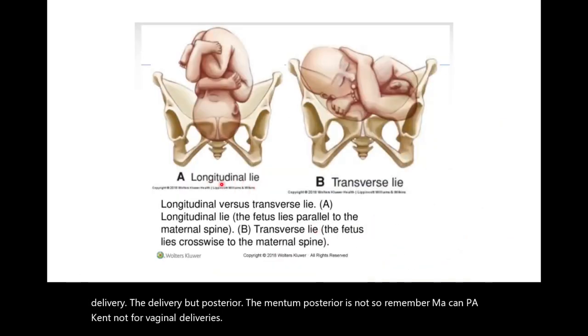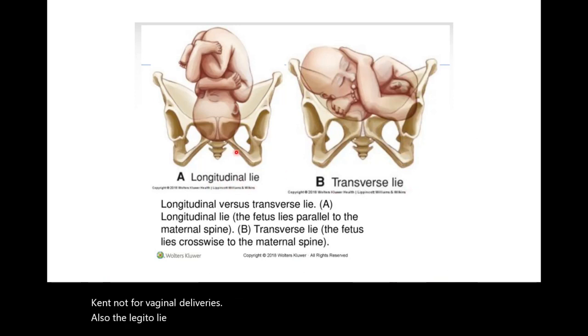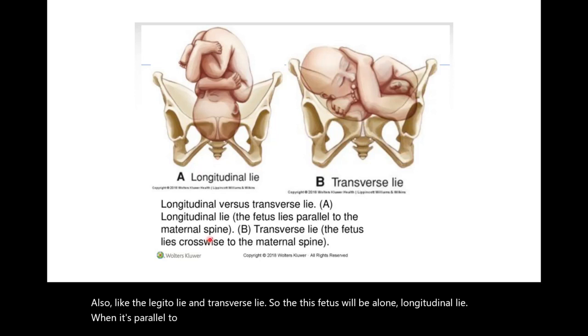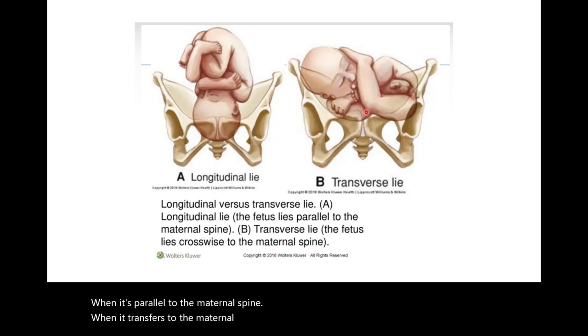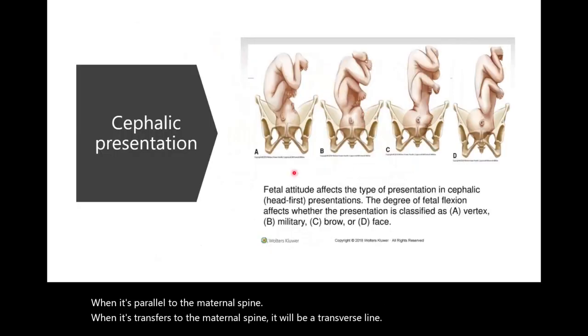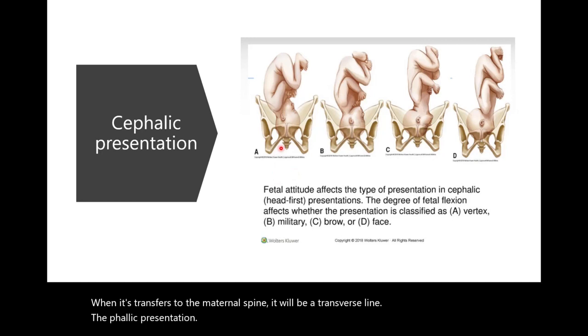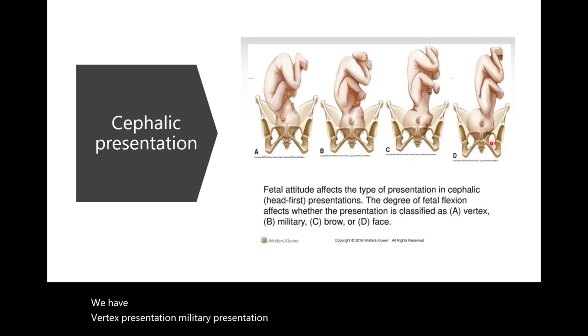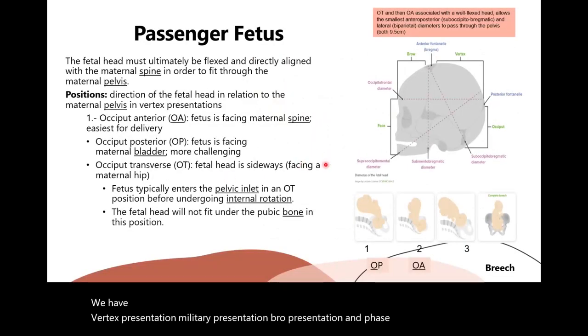Also, lie, the longitudinal lie and transverse lie. So this fetus will be in longitudinal lie when it's parallel to the maternal spine. When it's transverse to the maternal spine, it will be a transverse lie. Cephalic presentation. We have vertex presentation, military presentation, brow presentation, and face presentation.